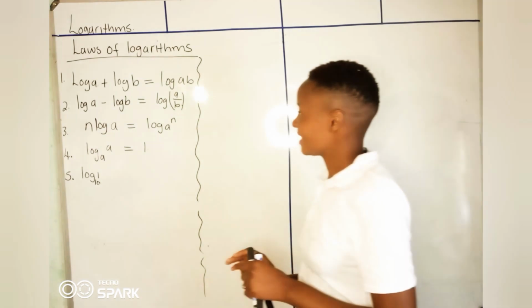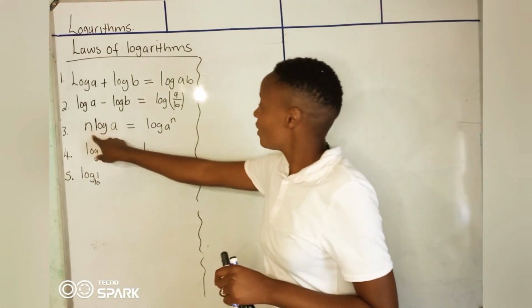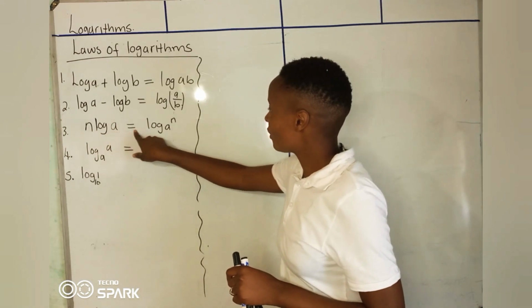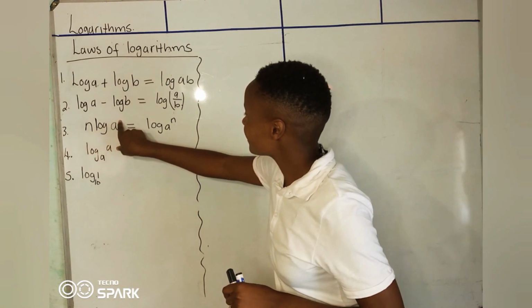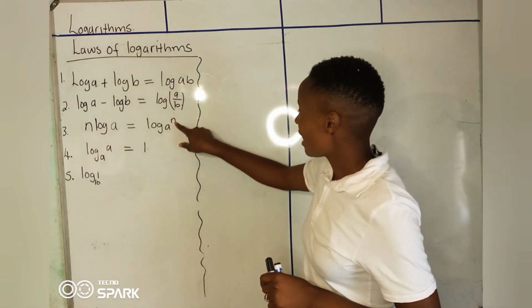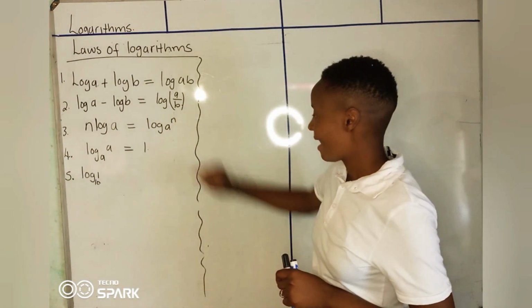And then our law number 3 says n logarithm of A. So n logarithm of A is going to be equal to logarithm of A to the power n. When this n comes this side, it will become a power on A, okay? It's going to be logarithm of A to the power n.